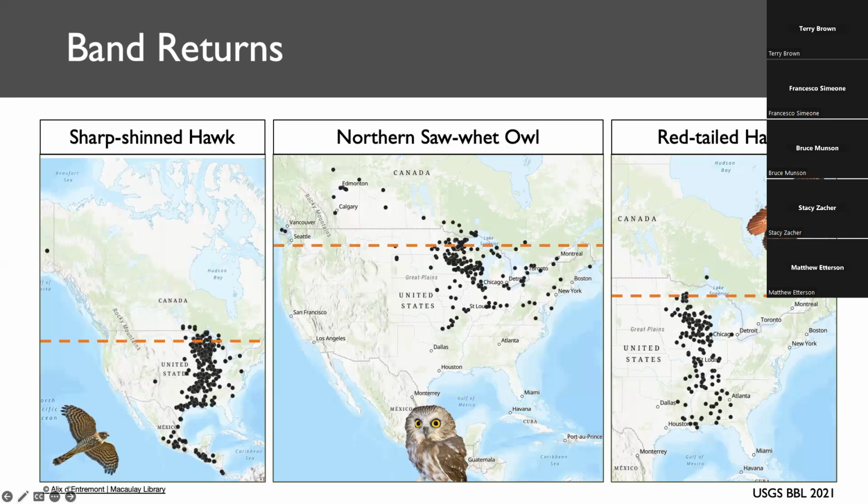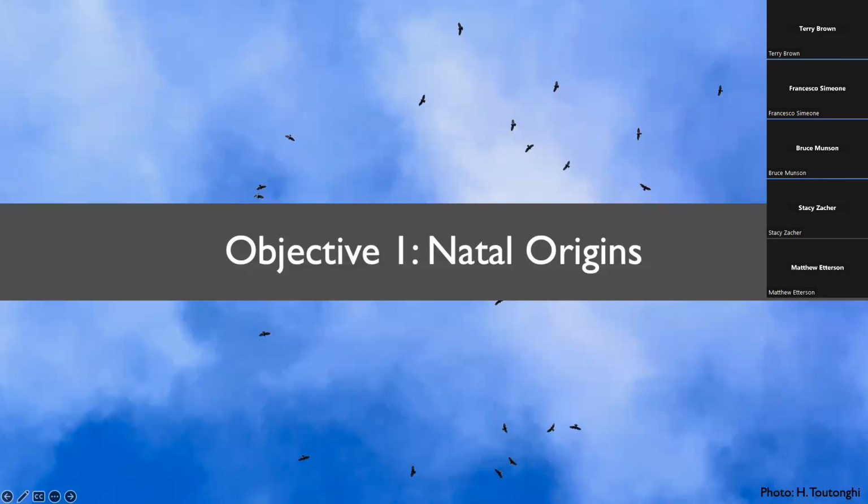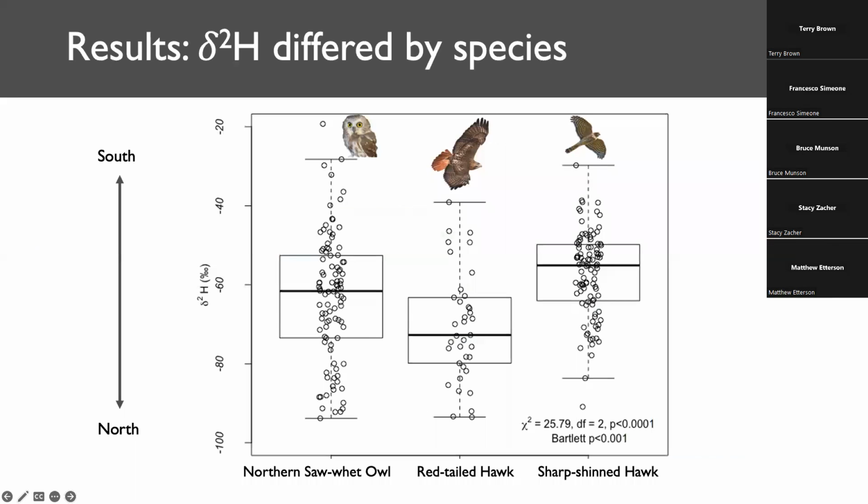All right, so that brings me to my first main objective, which was to understand natal origins for these three species. So when we got the data back from the lab, the first thing was just to visualize it. So really the only reason why I'm showing you this box plot right now is to just orient you with how this data appears. So on the x-axis, we have the species, and then we have our delta values on the y-axis.